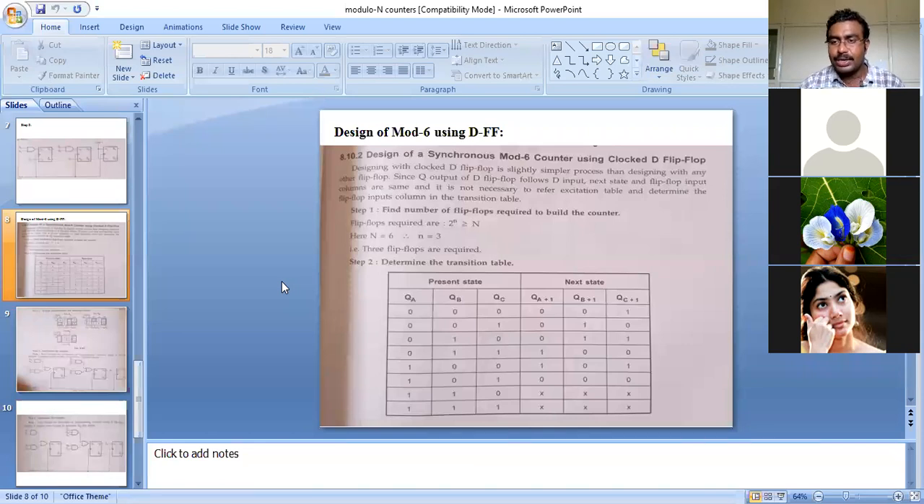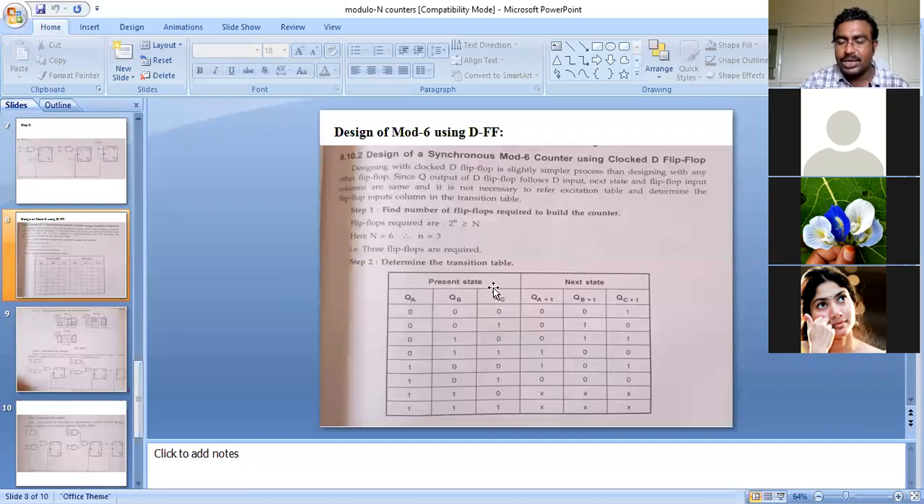Students, I told you so many times, if they haven't asked you to design a sequential circuit with a specific flip-flop, I ask you to go for D flip-flop, since we have no need to go for a transition table or design table. Whatever input you are giving, you can directly take that as your input. So in most places you can decrease the complexity if you are designing with the help of D flip-flop. Taking that as the main part, I am trying to design a modulo 6 counter with the help of D flip-flop here.